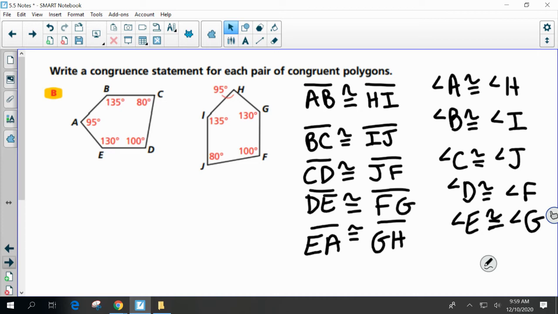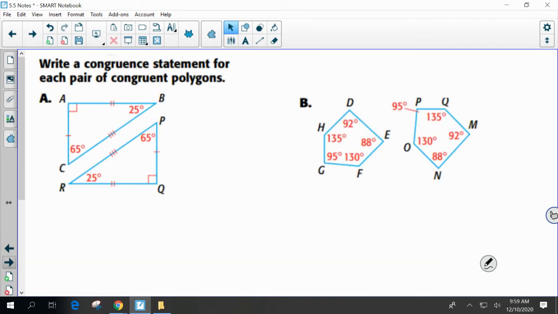Okay, so now on the next one, we're gonna write a congruency statement involving the whole entire shape. So we did the angles, we did the sides, now we're gonna use all the letters around the shape. So this is a triangle, so I can just draw a triangle. And I'm gonna go in alphabetical order. So I'm just gonna say triangle ABC is congruent.